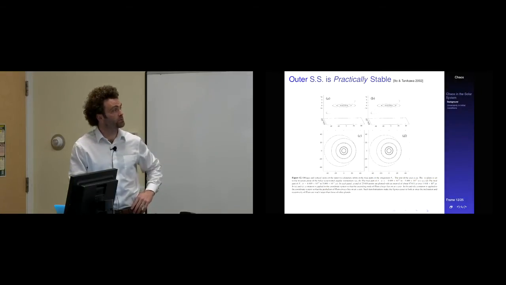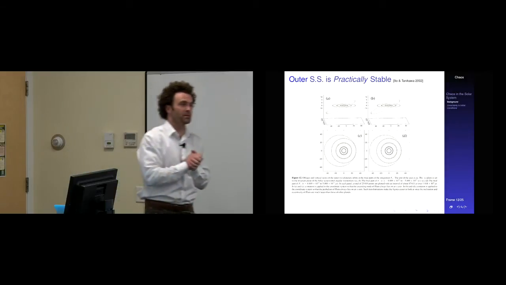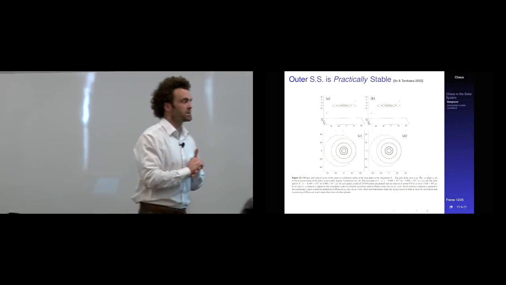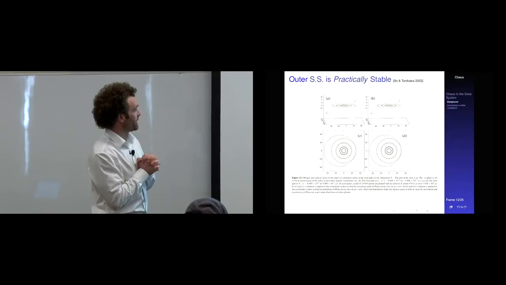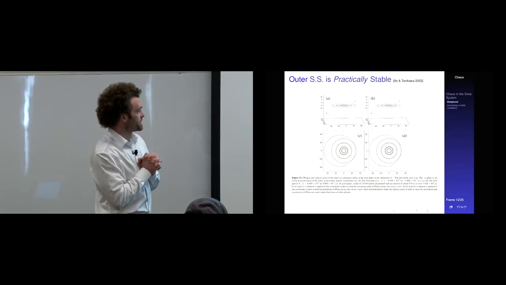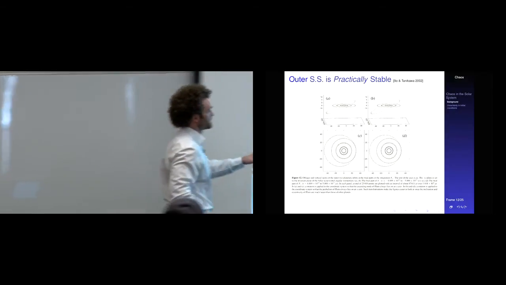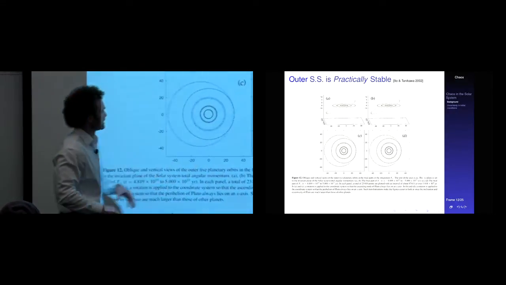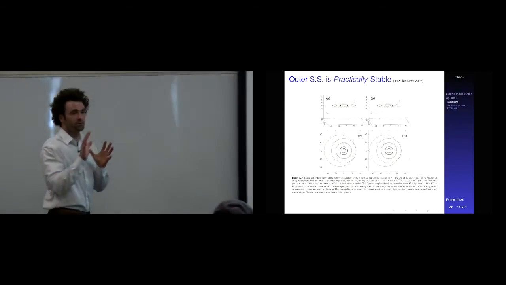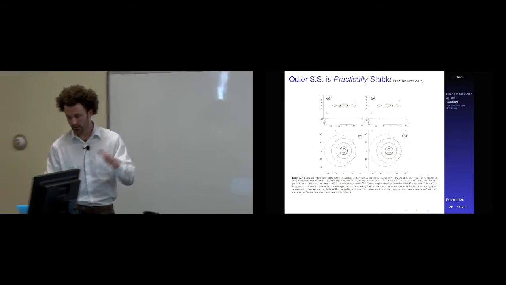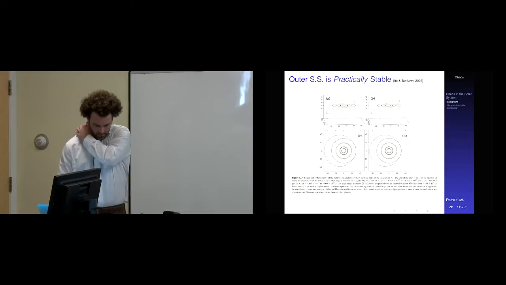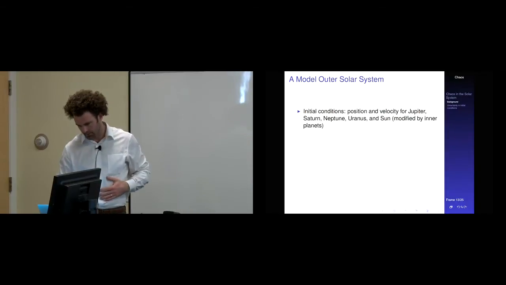So the outer solar system, because we see it, is practically stable in the sense that things are still kicking around. And here are some example simulations of where each of these bodies has been. So Uranus and Neptune sometimes switch position. That's one thing that you can see here. Their orbits are elliptical but very close to circular. And then there's this off-axis orbit.